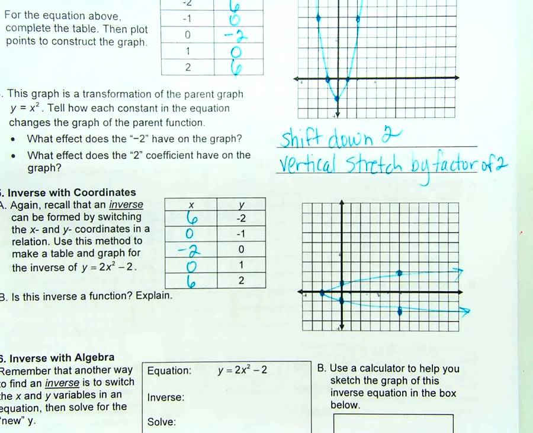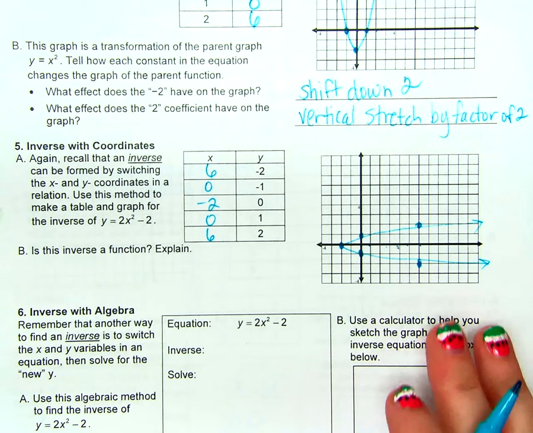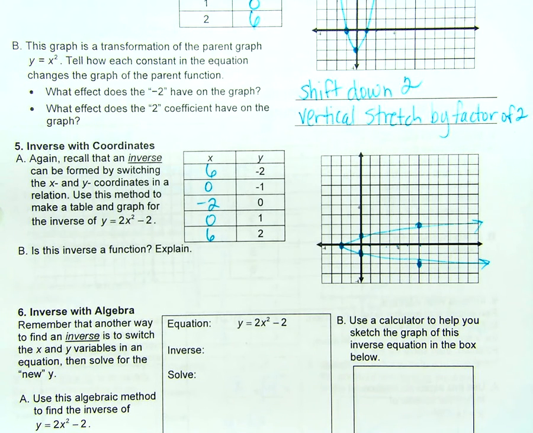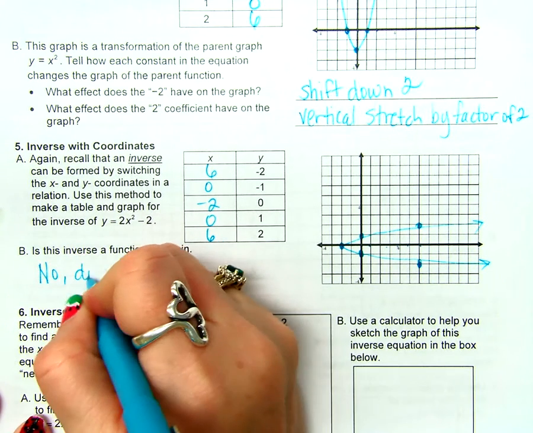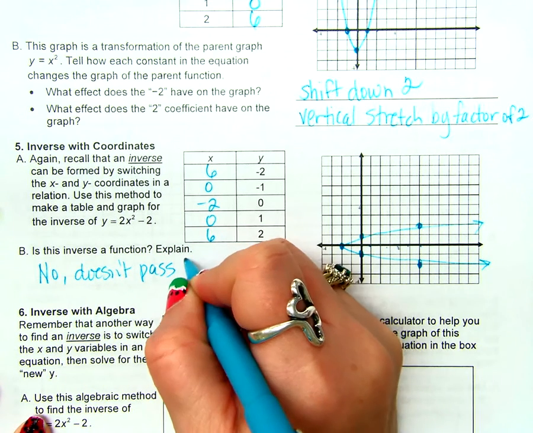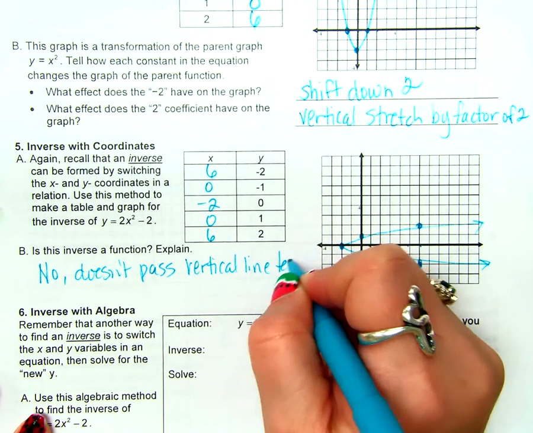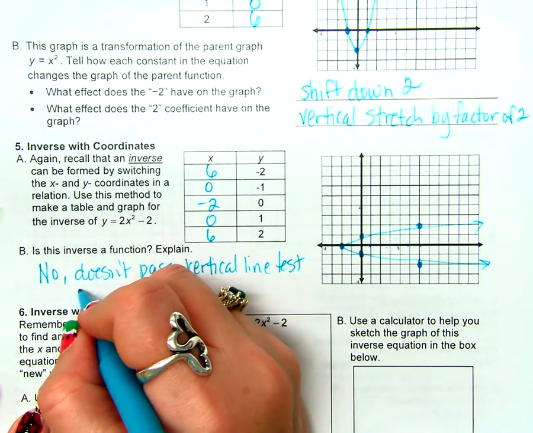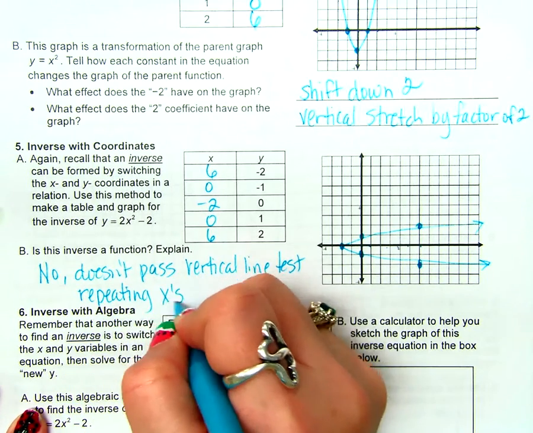Oh, that was not good. I'm sorry. Can you pretend it's a nice, pretty parabola-ish? Is it a function? How do you know? No, it doesn't pass the vertical line test. Or it has repeating x's. Excellent.